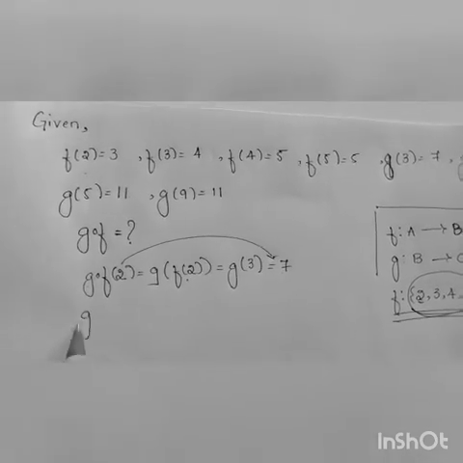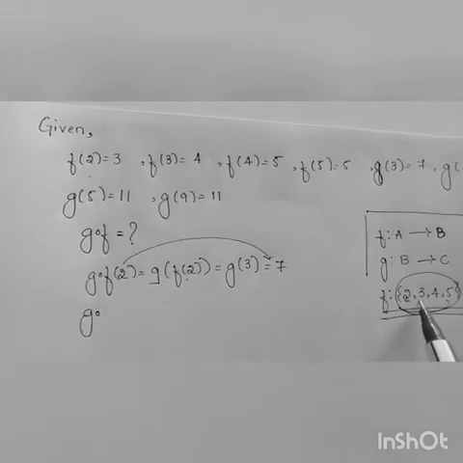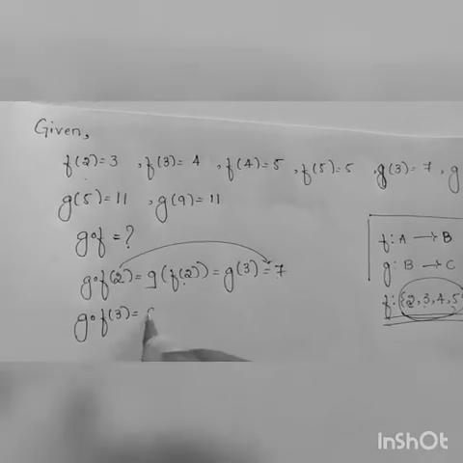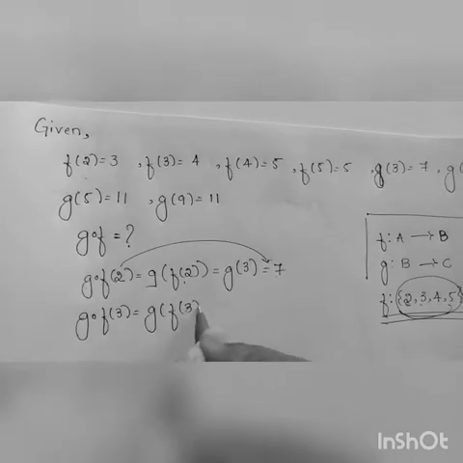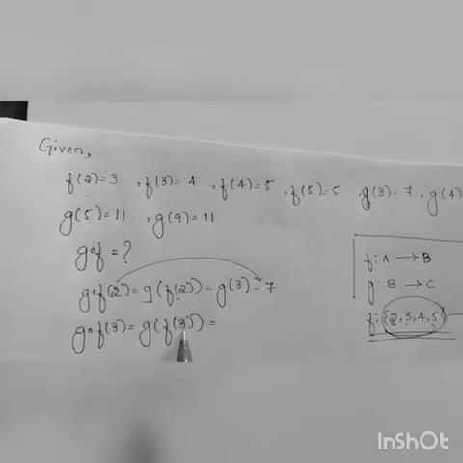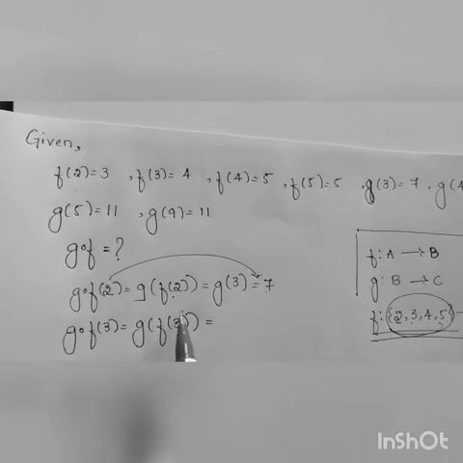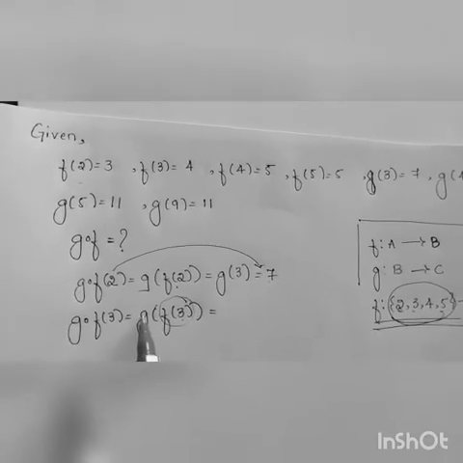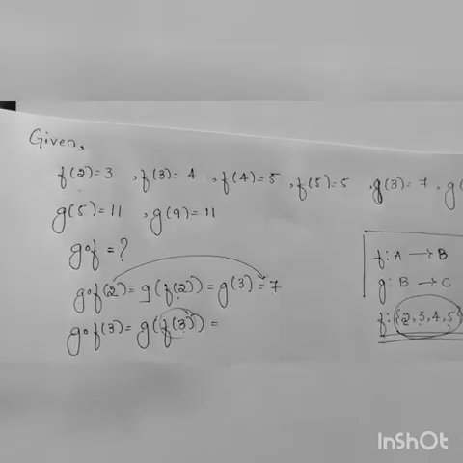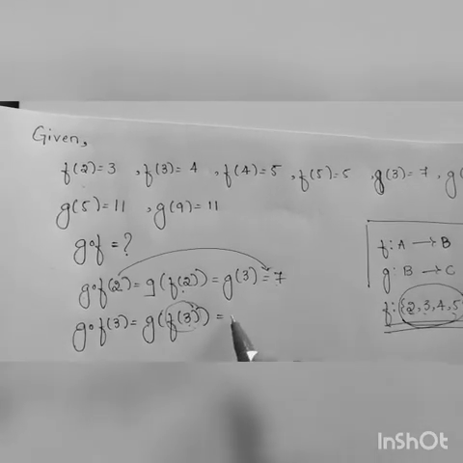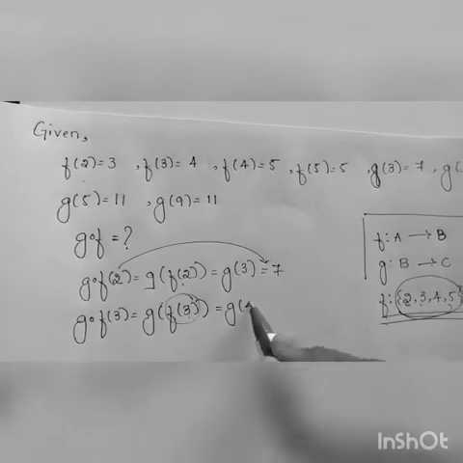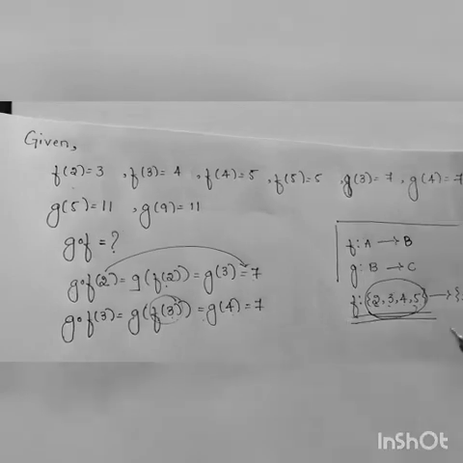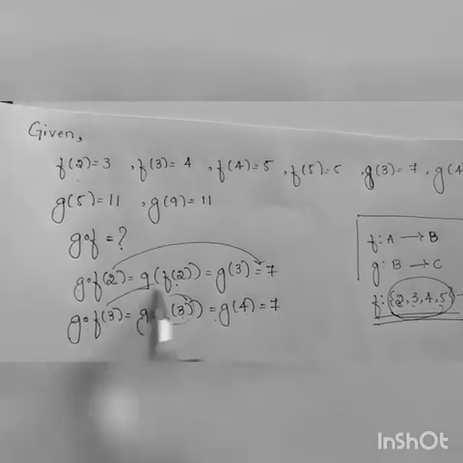Similarly, for the second element, we take g(f(3)). We always solve f first, then we go for the function g. What is f(3)? That is 4. What is g(4)? That is 7. So g(f(3)) is 7.